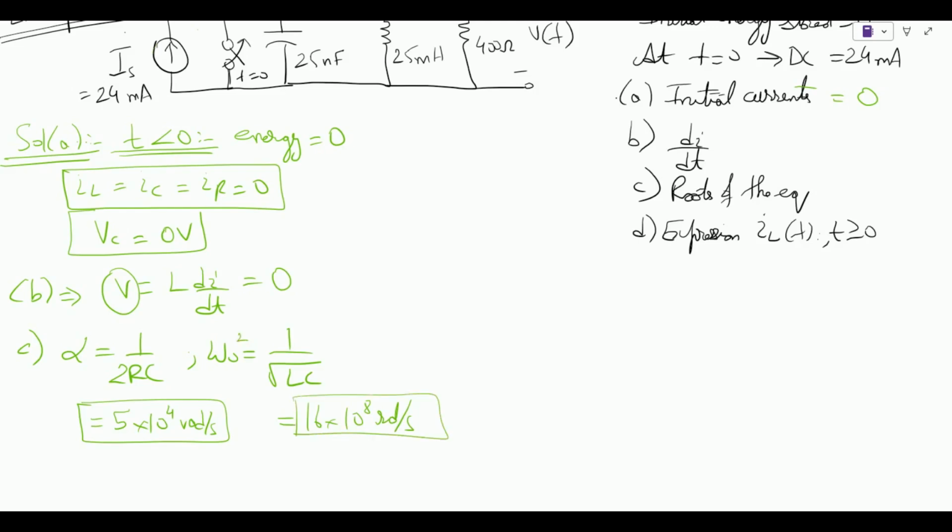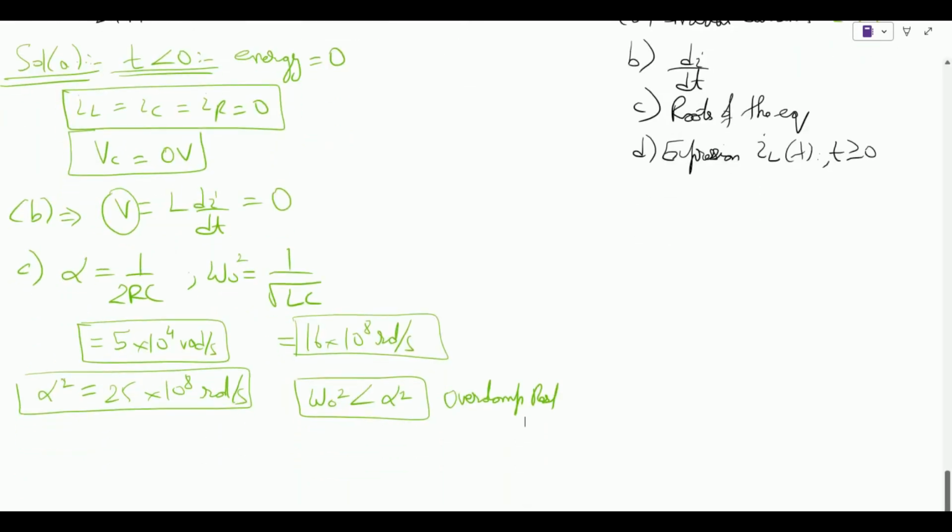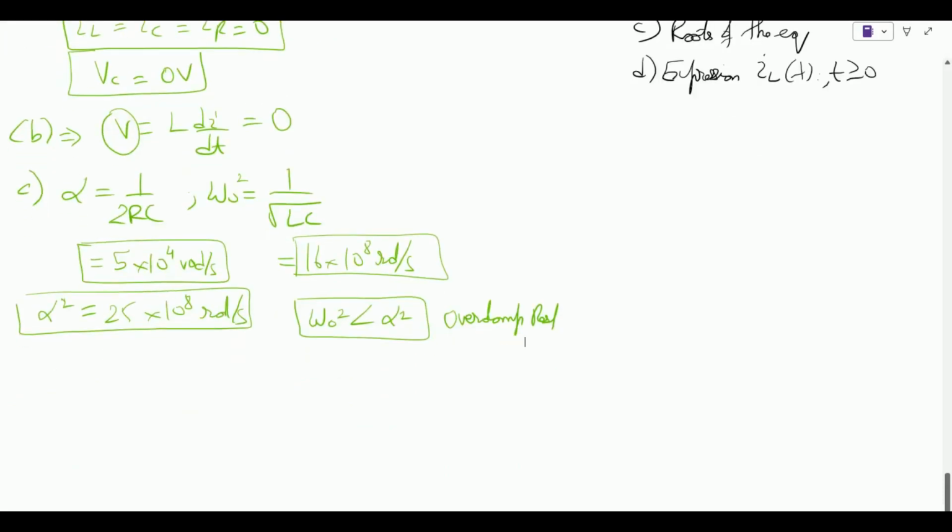So this is for the omega square. Similarly, alpha square will be 25 into 10 raised to power 8 radians per second, and we can directly see from here that the value of alpha is greater than omega, which means that omega naught square is less than alpha square. So this is an overdamped response. Since this is an overdamped response, we now need to find the voltages and the roots accordingly.